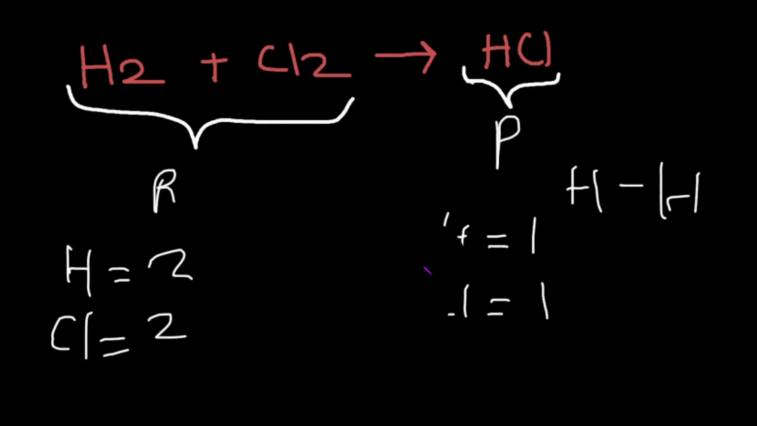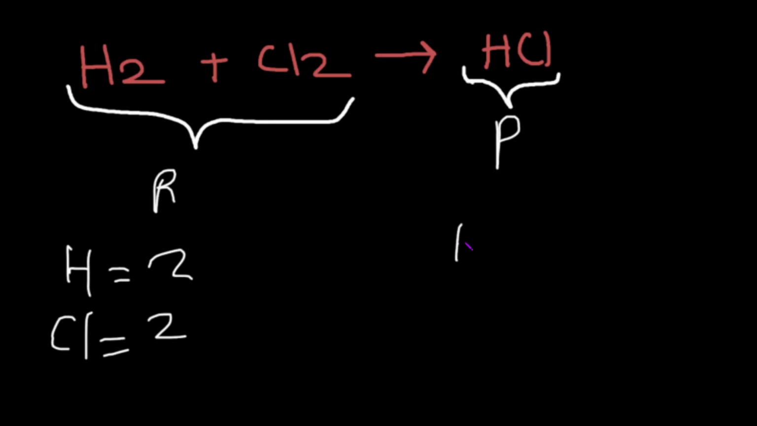Alright, so now let me clear up some space. Oops, I deleted this by accident. So we have 1 of each on the right-hand side. We have 1 of each. So what we can do is put a 2 in front of hydrochloric acid right here. We could put a 2.